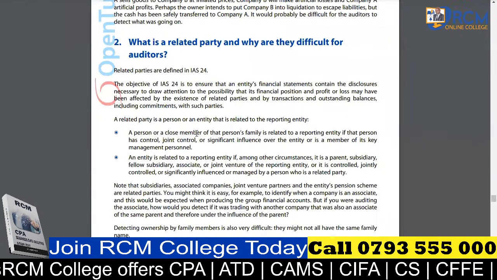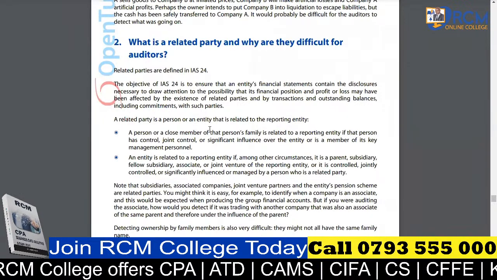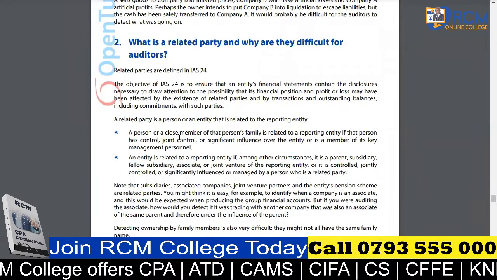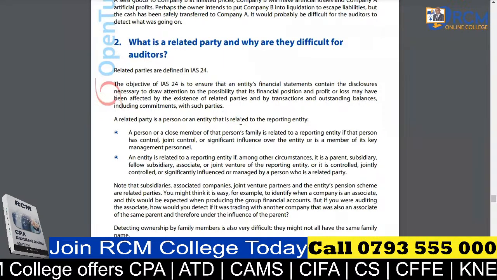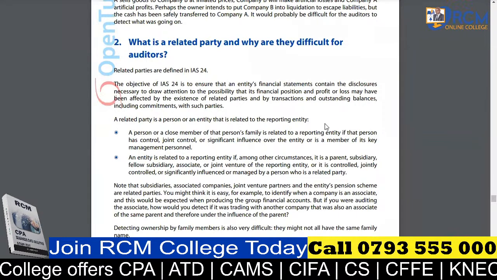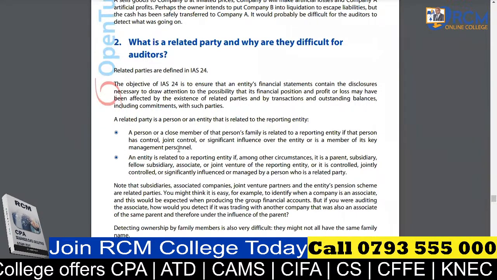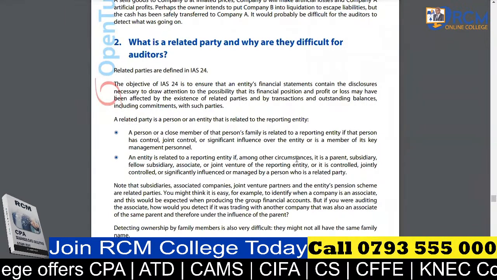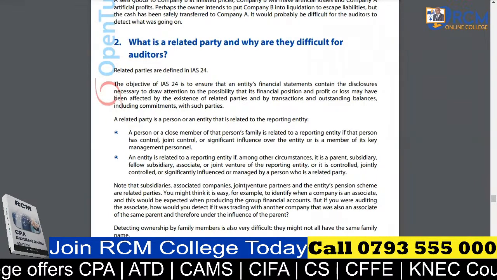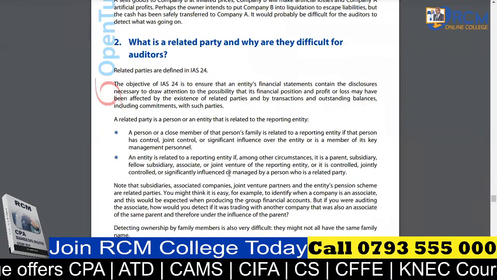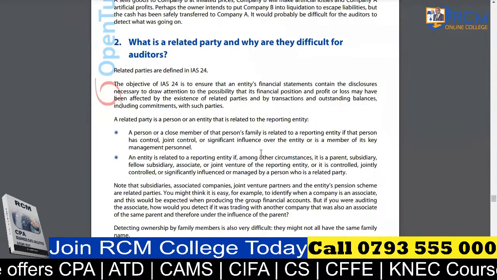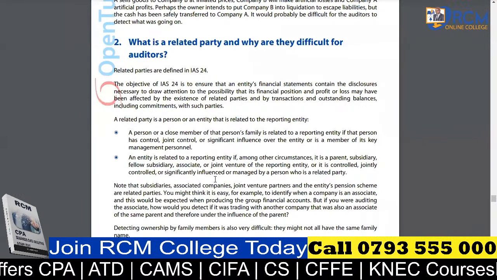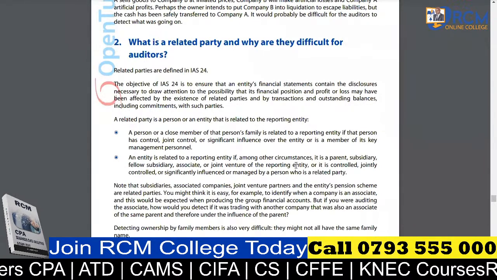A person or a close member of that person's family is related to a reporting entity if that person has control, joint control, or significant influence over the entity, or is a member of its key management personnel. An entity is related to a reporting entity if, among other circumstances, it is a parent company, a subsidiary, a fellow subsidiary, an associate, or a joint venture of the reporting entity, or it is controlled, jointly controlled, significantly influenced, or managed by a person who is a related party.